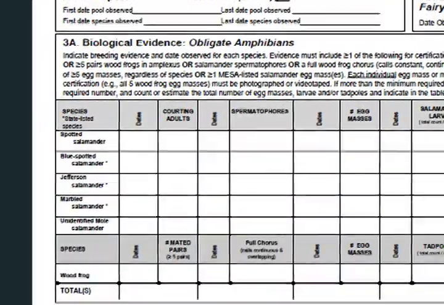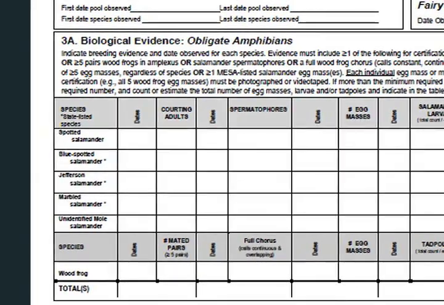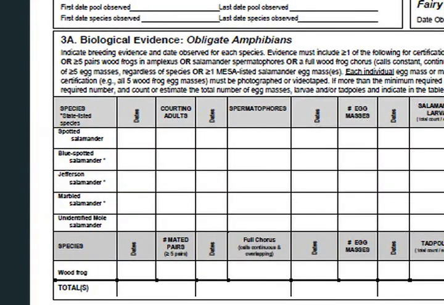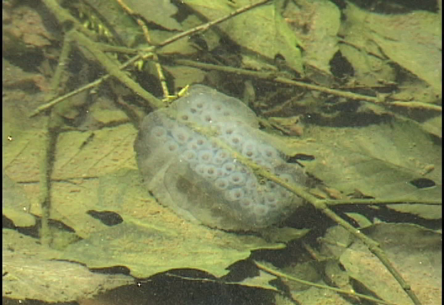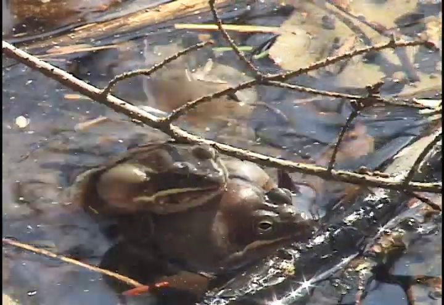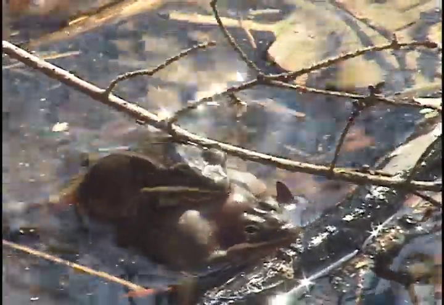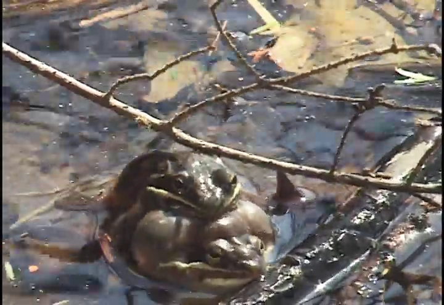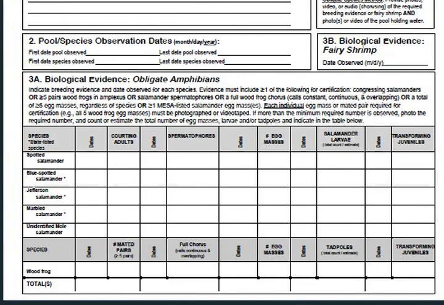Section 3 is where you document any obligate species you may have observed in your pool. Even if you're using only facultative species to certify your pool, you may have something to report in Section 3. Maybe you saw egg masses or wood frogs in amplexus, but fewer than 5 of them. Natural Heritage would be interested in knowing that, even though this observation is not sufficient for certification of the pool. Notice that Section 3 has 2 parts, Section 3A and Section 3B.